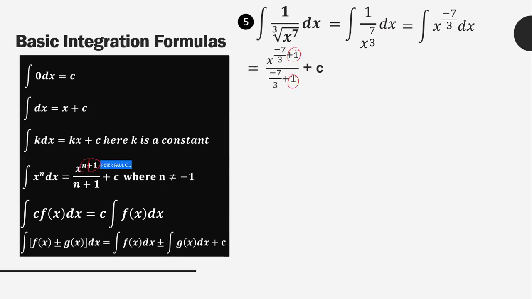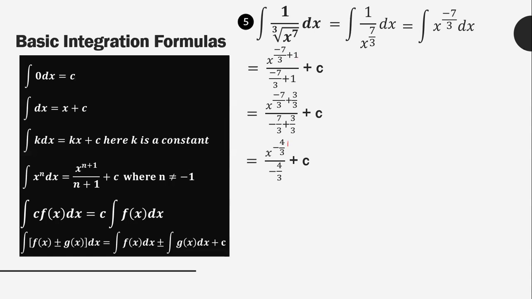following this formula. Then, to better understand this one, we can actually simply look at the denominator. We can make 1 as 3 over 3 because they are the same. So we can rewrite it as x raised to negative 7 over 3 plus 3 over 3, over negative 7 over 3 plus 3 over 3, plus c. Then we'll have negative 7 plus 3. So that becomes negative 4 over 3. So that's x raised to negative 4 over 3 over negative 4 over 3 plus c.